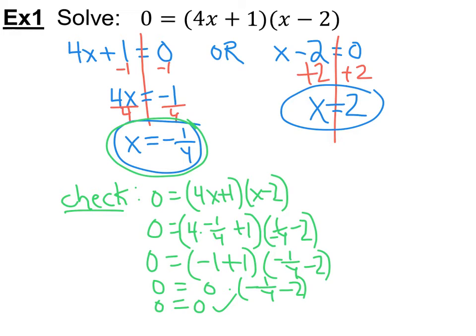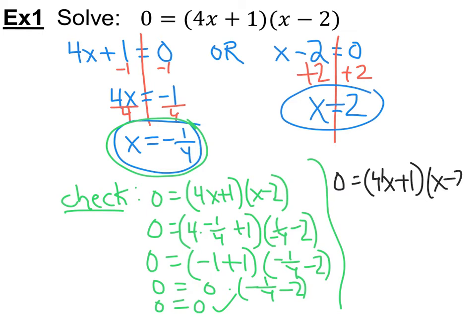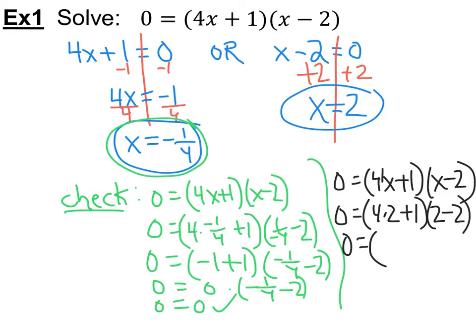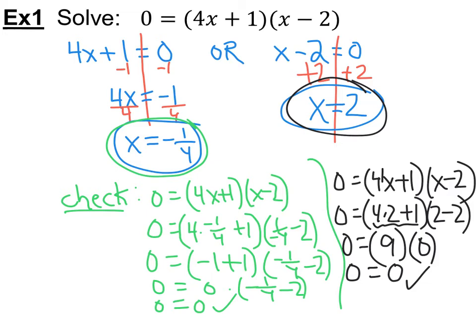Check. Now let's check this next one. I'm going to rewrite the first equation, 0 equals the quantity 4x plus 1 times the quantity x minus 2. Now we're going to replace all of our x's with 2. So 4 times 2 plus 1, and then 2 minus 2. Now we know 2 minus 2 is 0, so I don't even care what the first quantity is. 4 times 2 is 8, 8 plus 1 is 9. I don't have to simplify that. I just know that the second quantity is 0, and 0 times anything is 0. So that works also. So we now know we have 2 answers for this solution: x equals negative 1/4 and x equals 2.